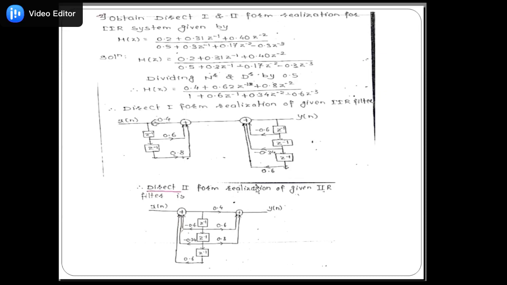Direct 2 form realization, that will be from direct 1 form. When you form a direct 2 form realization, then the combination will take place, that will be shifted from the left side to the right side. You have to combine these two structures, that is called a direct 2 form realization as it is.